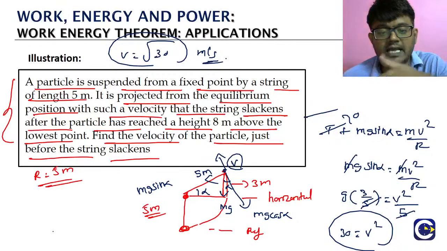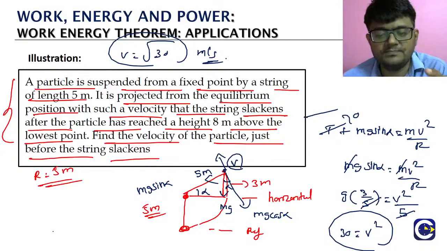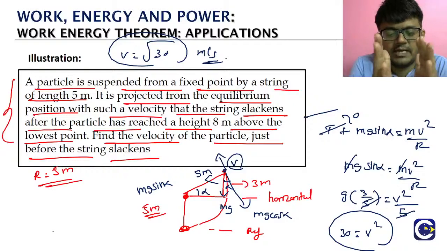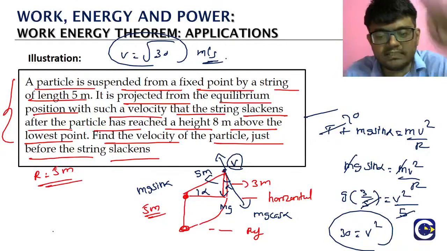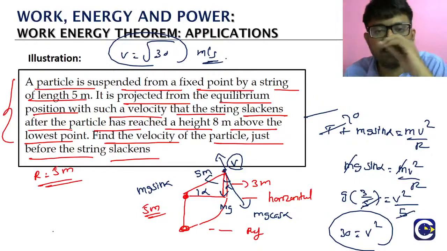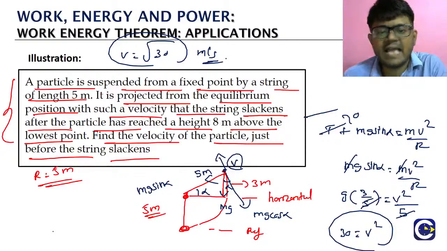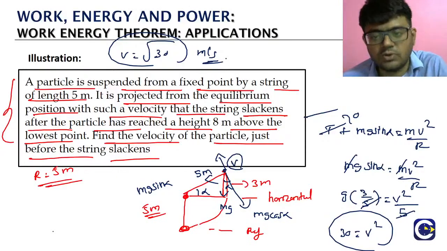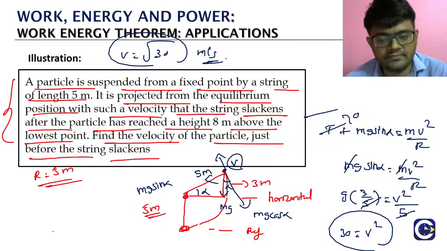Alpha is the angle we are taking above the horizontal level. Observe how we mark it: the weight components, mg cos alpha goes along the tangential direction, and mg sin alpha will be along the radial direction towards the center. So T plus mg sin alpha equals mv square by r. Since it is slacking, the tension value should be equal to 0. So equating to 0, we get mg sin alpha is equal to mv square by r, where v is the velocity at the point.